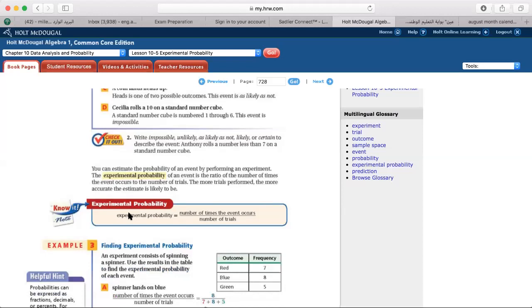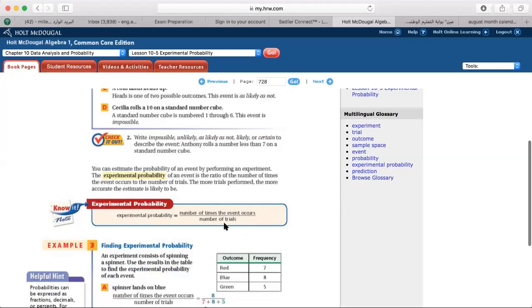This rule is so important, you have to know it. Experimental probability equals the number of times the event occurs over the number of trials. Again, the experimental probability equals the number of times the event occurs over the number of trials.